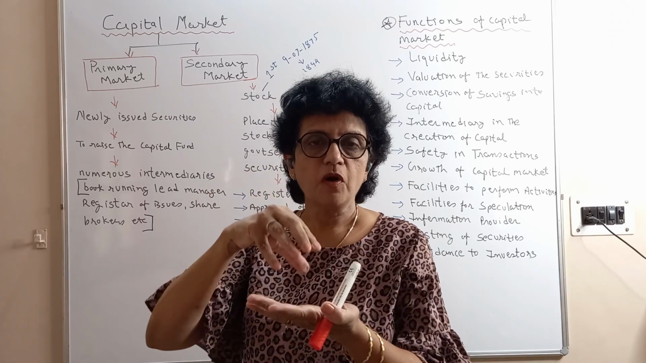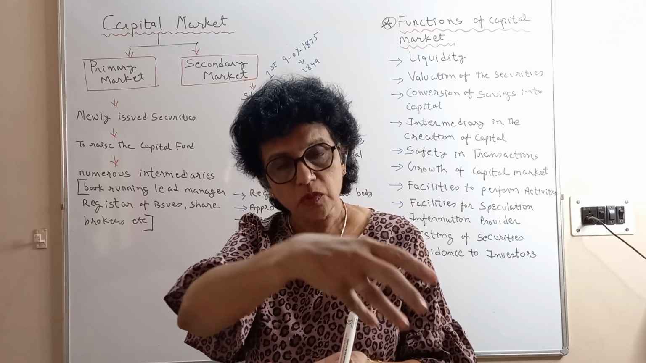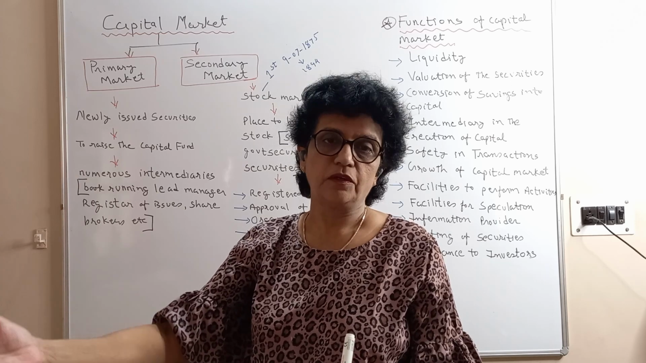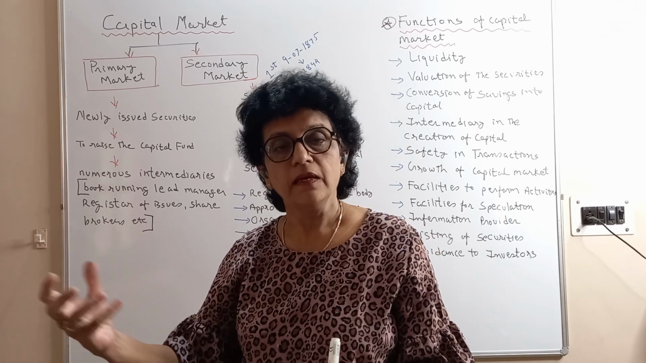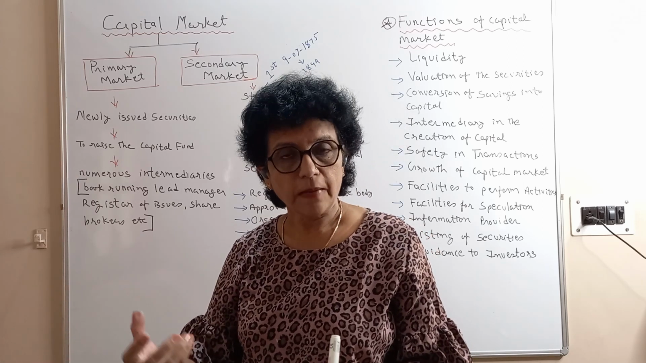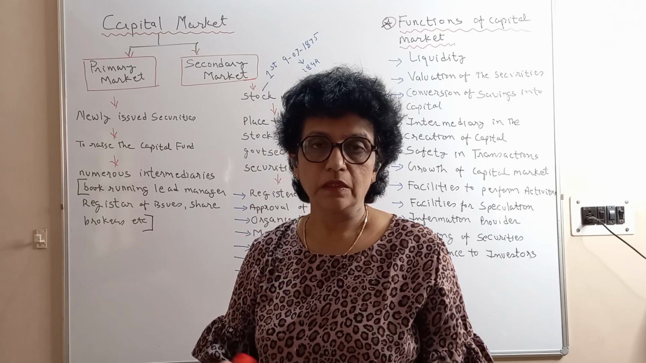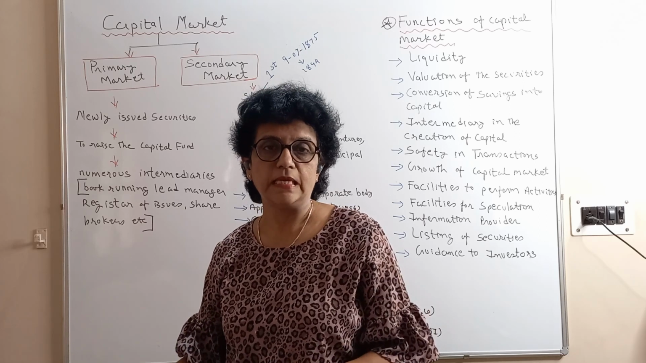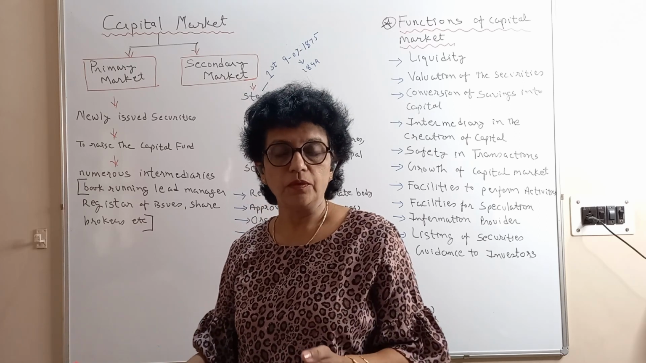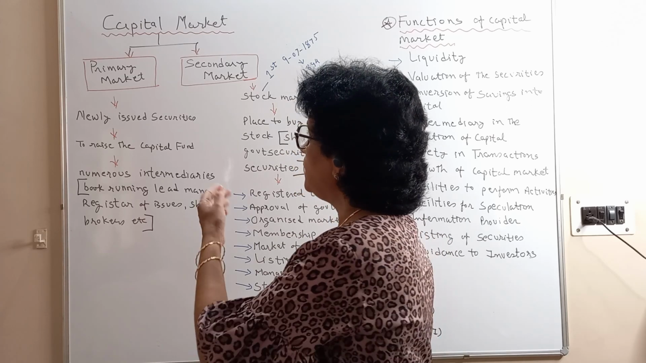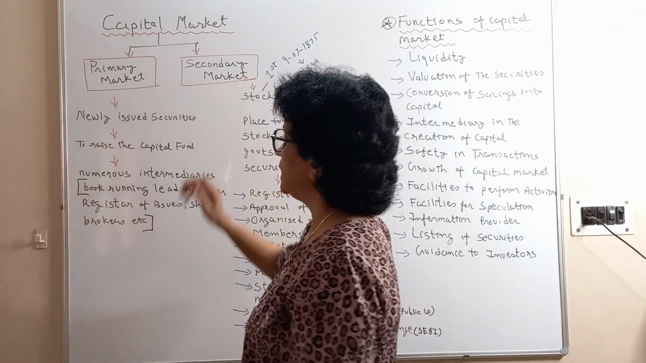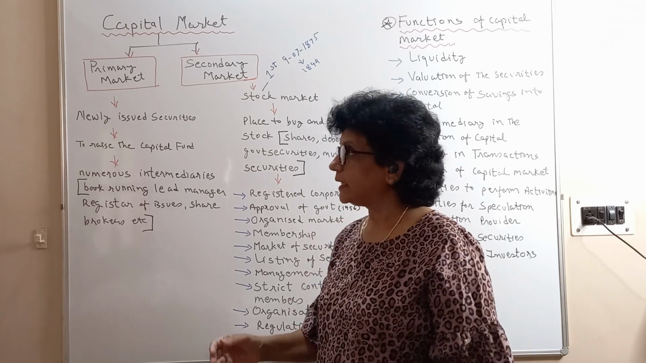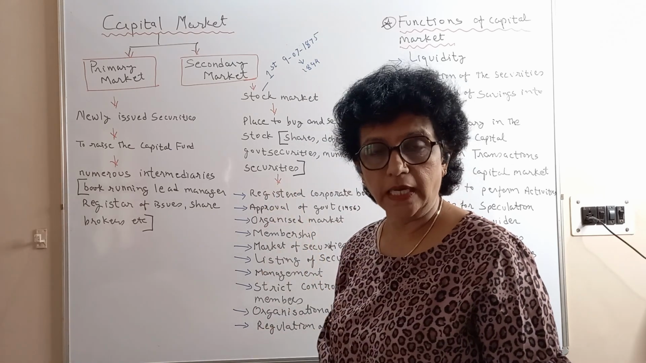There must be some common place where those who have money can come, and those who want to sell their securities and want their money back can do so. So capital market is a place for the purchase and sale of long-term shares and securities, where you can do this activity. Now mainly this capital market is classified into two categories. One is the primary market, the second one is the secondary market.